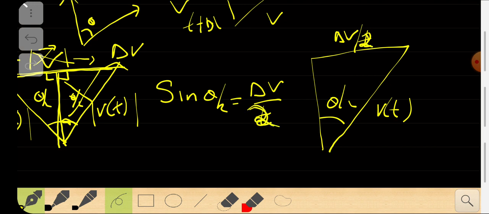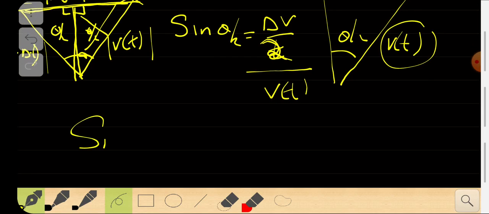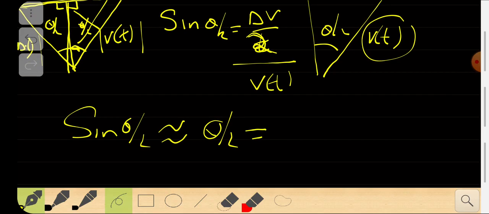Okay, so it's delta v by 2 divided by the hypotenuse, which is v of t, right? So that will be that. So you can say sine theta by 2 will be approximately equal to theta by 2. Using the small angle approximation we derived in the last lecture, you can say that theta by 2 will be delta v by 2 v, where v is a vector, the magnitude of that vector v of t.